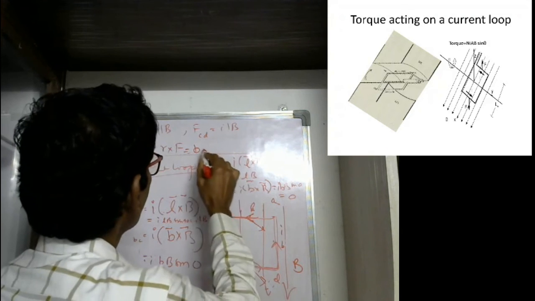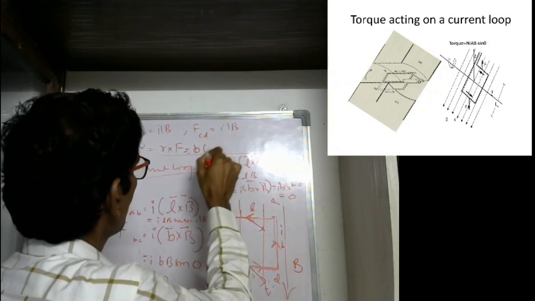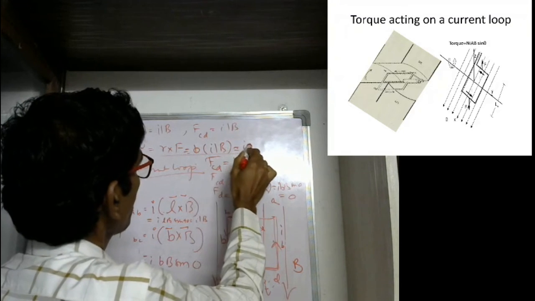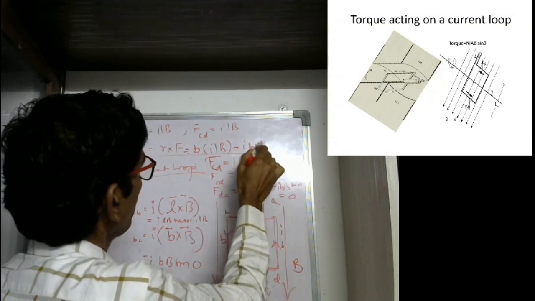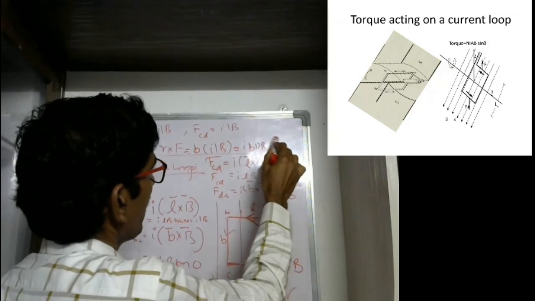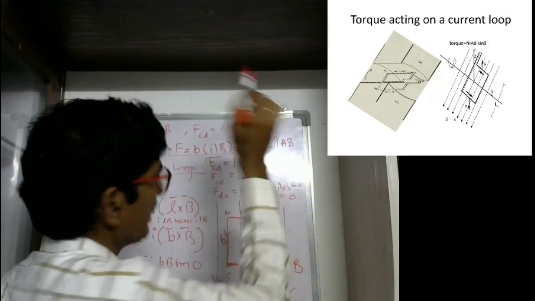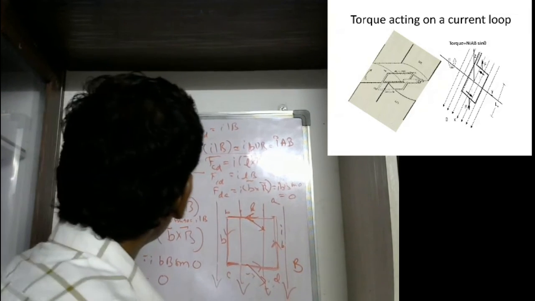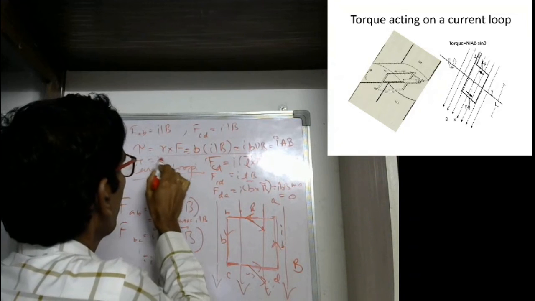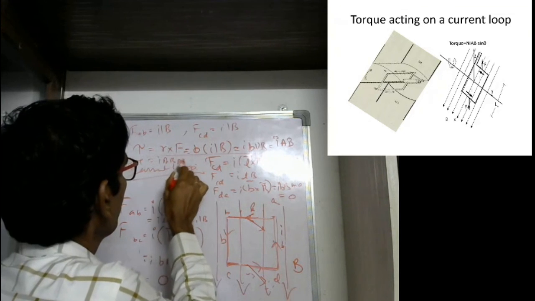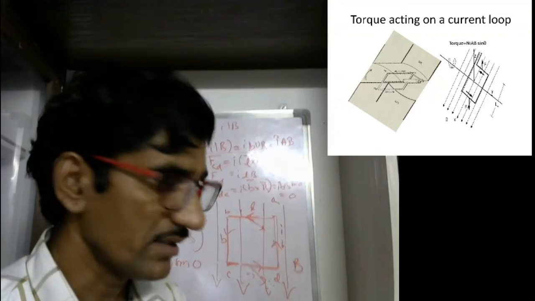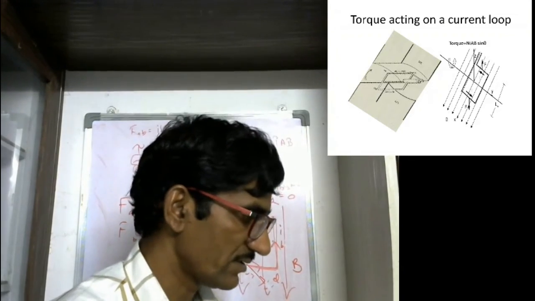So this is B, the perpendicular distance. Then what is the equal force? I L B. So the torque is equal to I B L into B. B into L, that is L into B, is the area. So I A B. If you are having N turns, then what happens to your torque? I A B N. This will be the total torque acting on the rectangular coil.